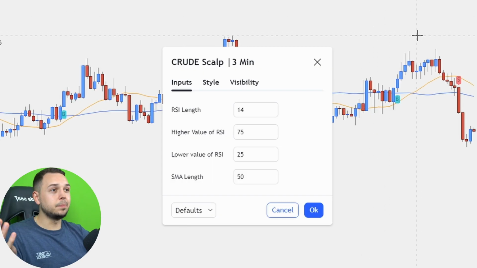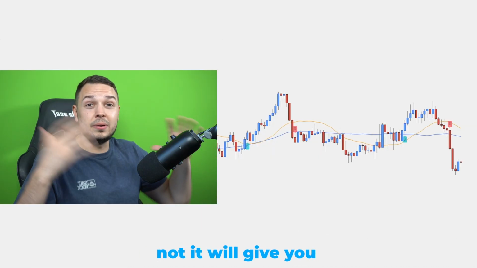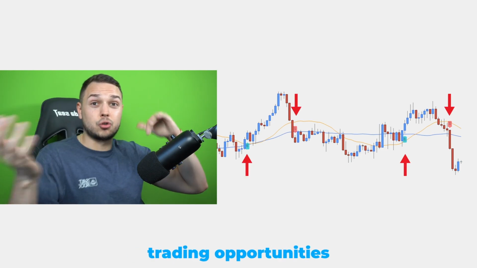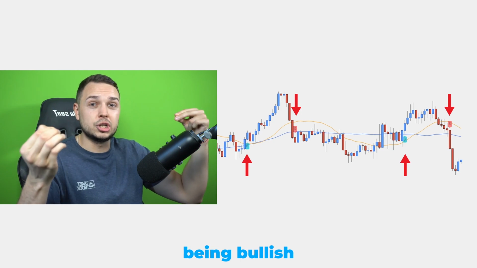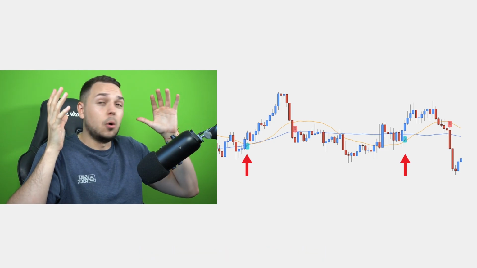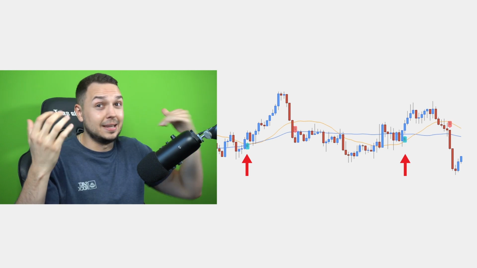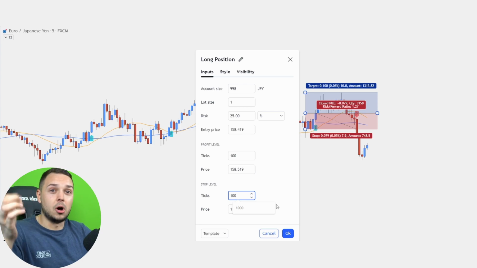Now for the Crude Scalp indicator, RSI setting length is 14, higher value 75, lower value 25, SMA length 50. If you have all these settings, click OK. Now it will give you a lot of buy and sell trading opportunities, right? But with the overall market direction being bullish, you want to ignore all of the sell opportunities. Don't take the sell offers because it's gonna suck. What you want to do is trade only buy positions, because that's where the market is heading, right?